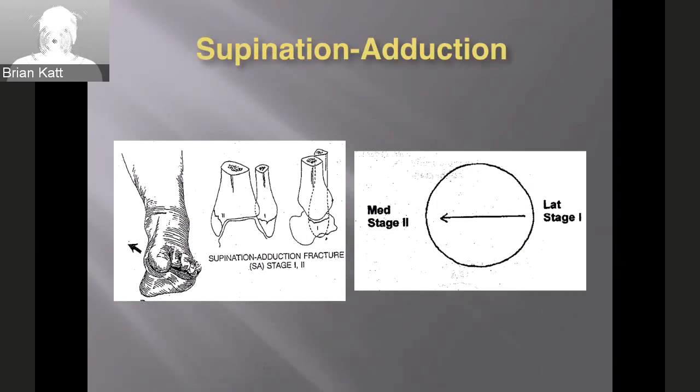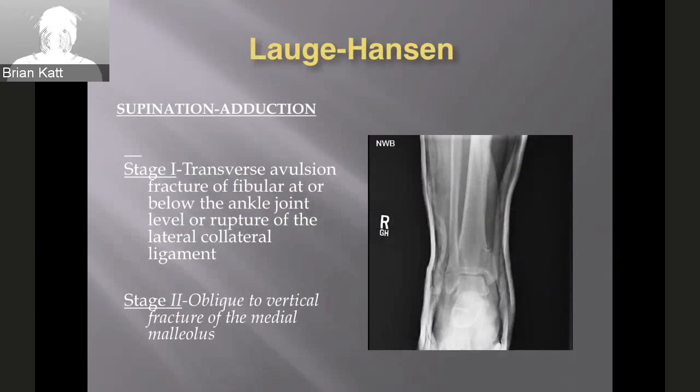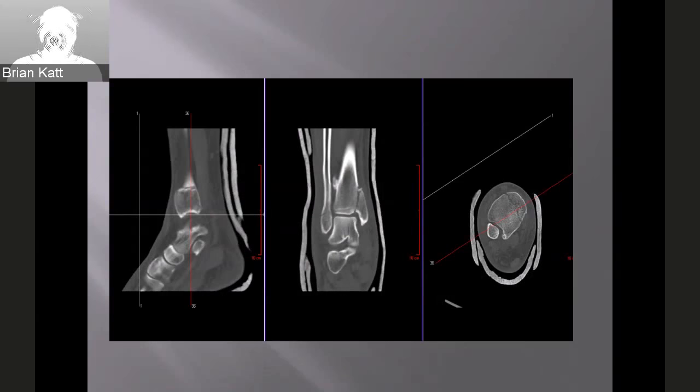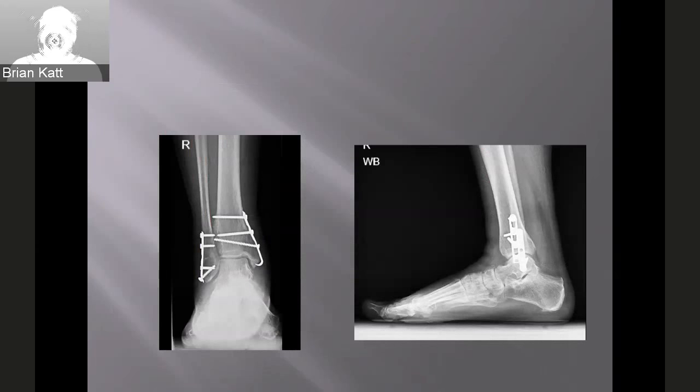We can have a supination adduction injury, where we'll see this transverse fracture of the fibula and more of a vertical oblique fracture of the medial malleolus. These vertical fractures of the medial malleolus can involve a significant portion of our articular surface, which can make fixing them a challenge.